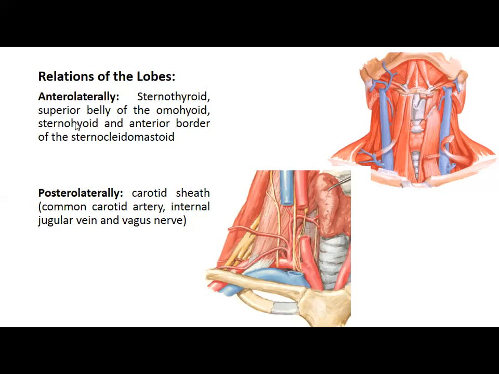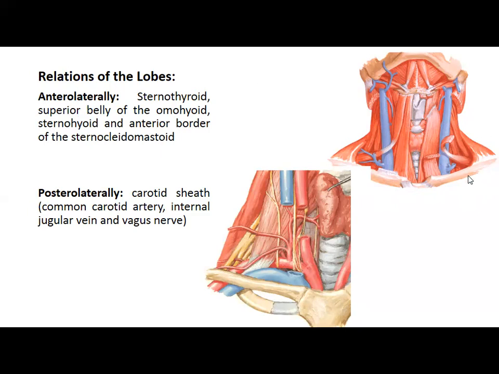Then the sternohyoid, one more muscle coming from the sternum going up to the hyoid bone. This is called the sternohyoid. This is the sternothyroid and the omohyoid. And the anterior border of the sternocleidomastoid muscle. There is a strong muscle here in the neck called the sternocleidomastoid. This is cut here. If you see, this is the same muscle. It will cover this whole part and goes down. It is cut here so that you can appreciate the deeper structures.